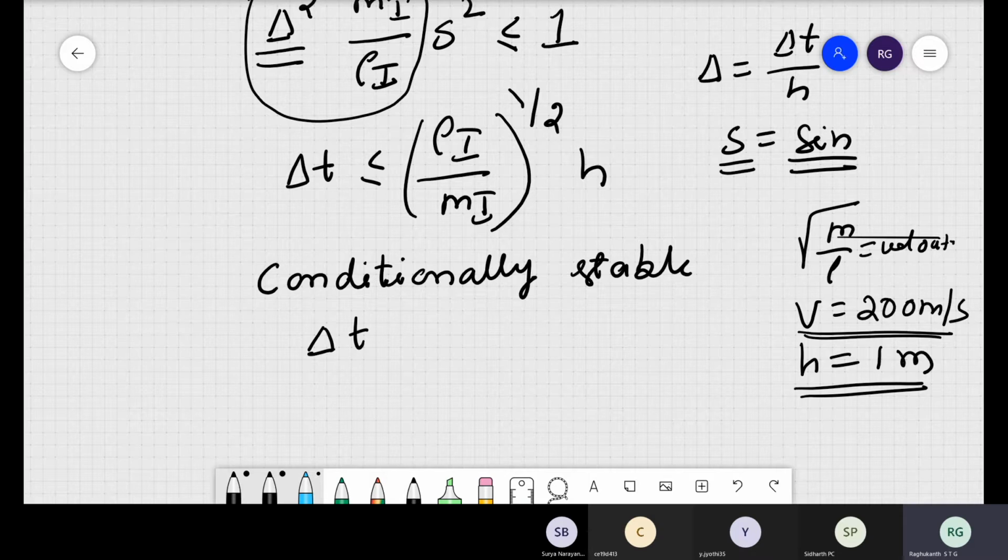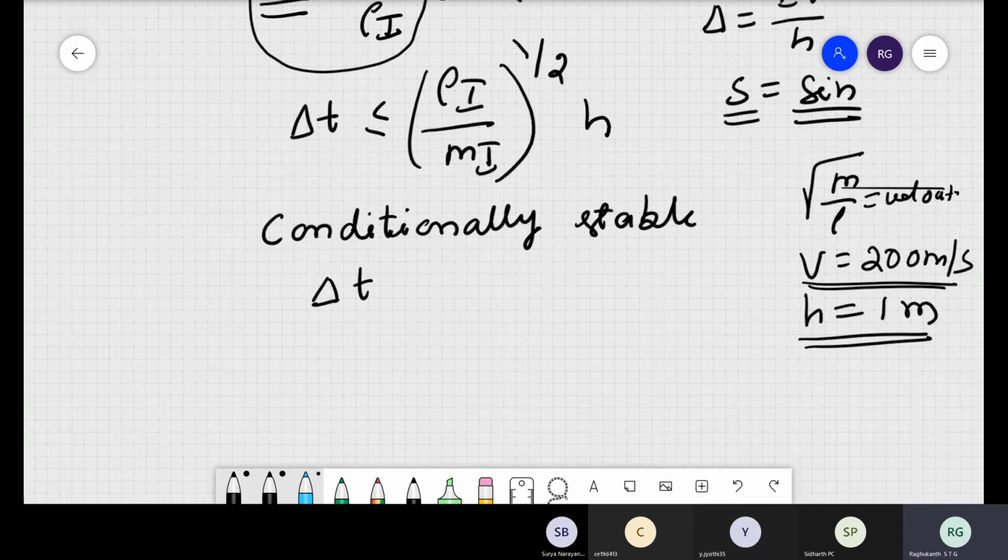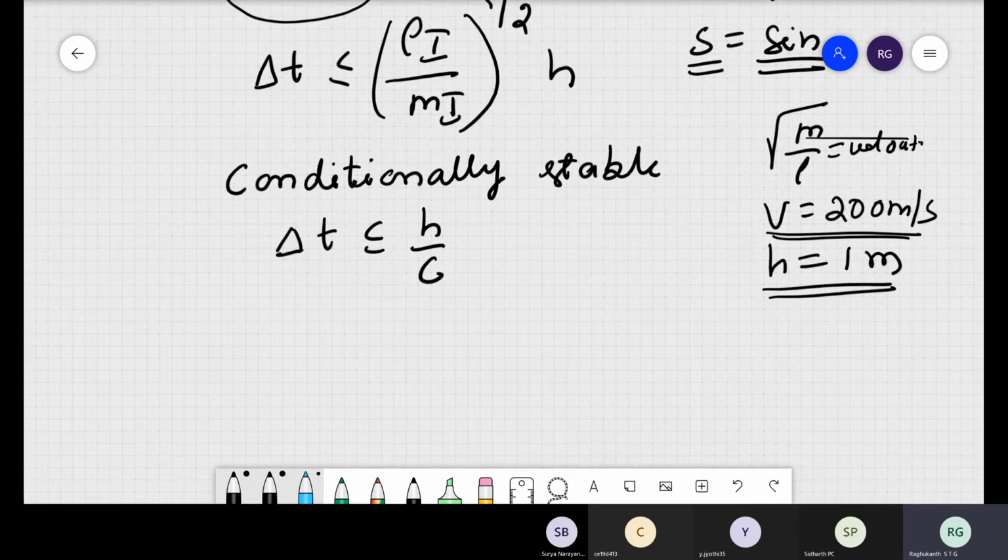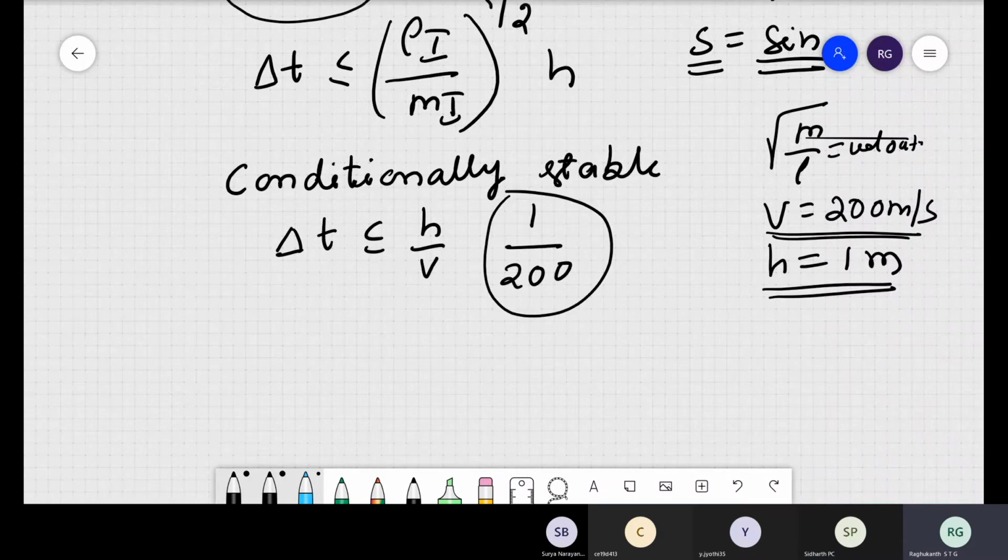So the square root of m by rho is the velocity. Here it is a reciprocal of the velocity. Now how much should delta t be? It is something like 0.05, so this is v, it is 1 by 200. So delta t should be this much.